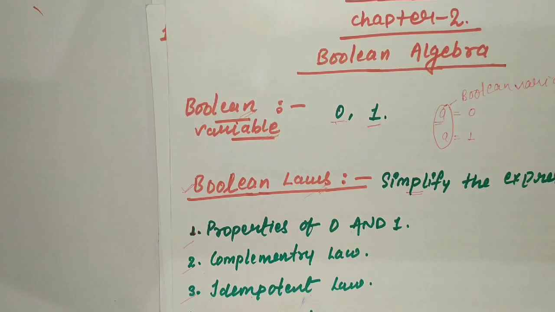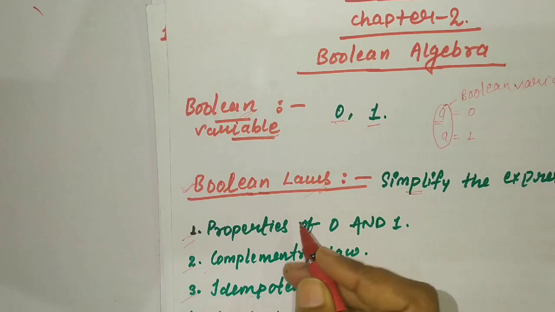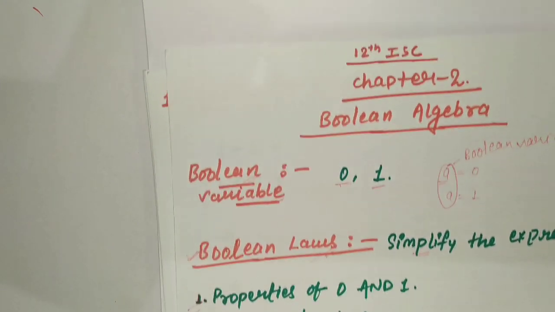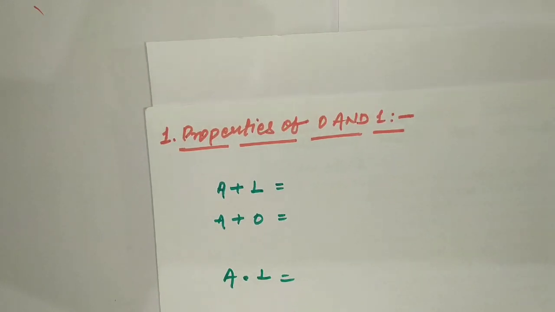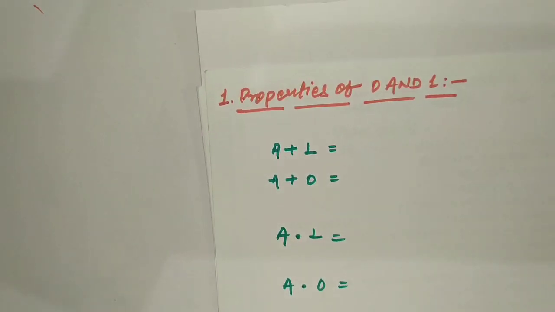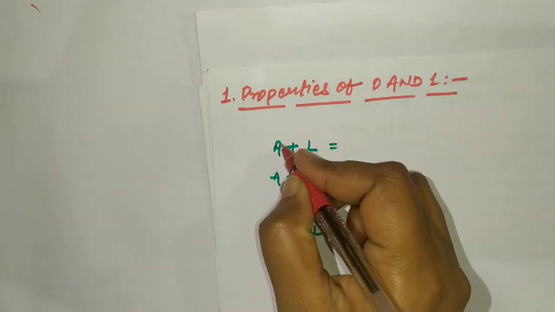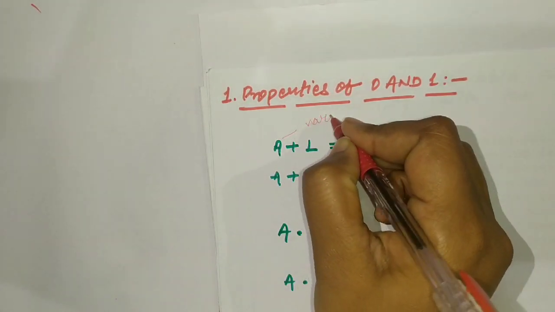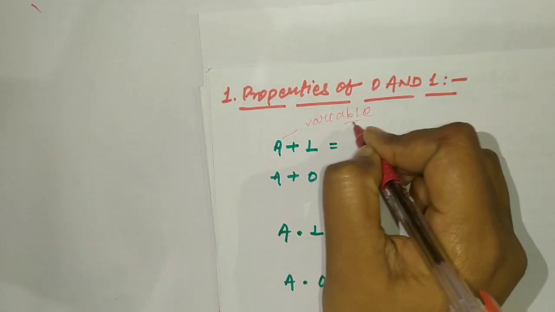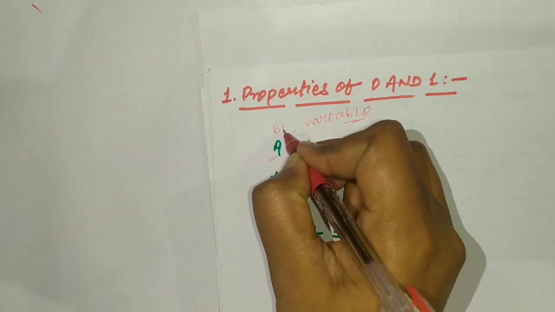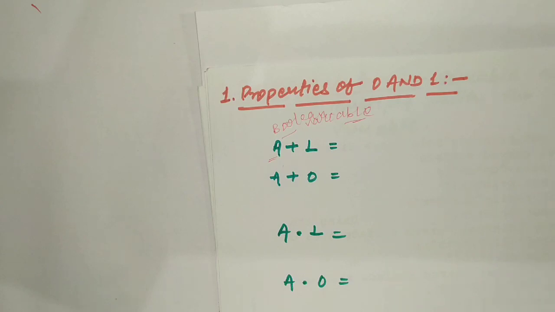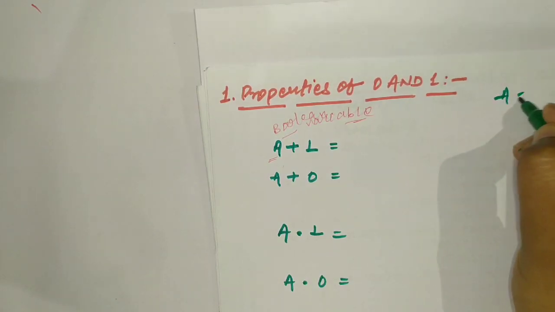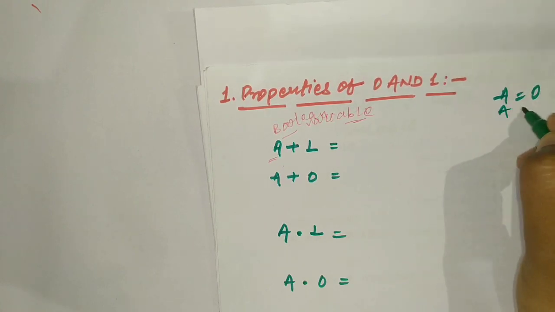So the first law is the property of 0 and 1. If a is a variable, or a is a Boolean variable because it contains two values, a contains either 0 or 1.